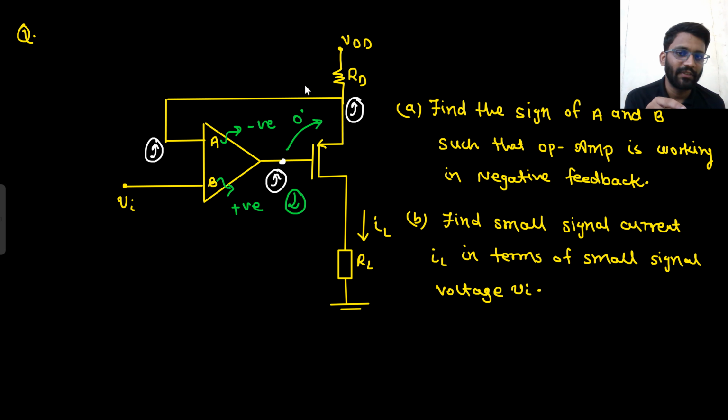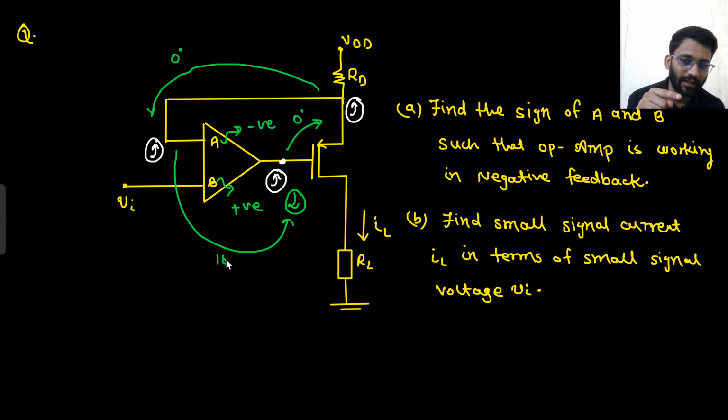So from here to here, there is 180 degree phase shift, and in negative feedback, you need 180 degree phase shift. So from here to here, there is 0 degree phase shift. Now, from here to here, there is 0 degree phase shift, and from here to here, there is also 0 degree phase shift because this node is directly coming here. So what do you need? You need 180 degree phase shift. So you have to keep A as negative and B as positive because from here to here, then you will get 180 degree phase shift.